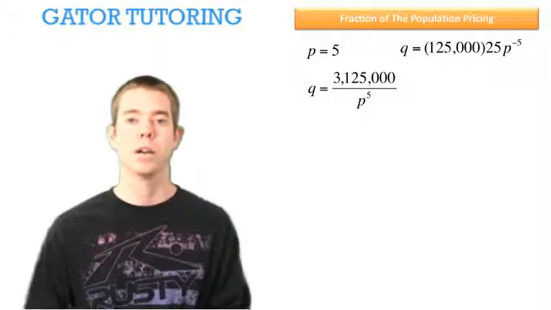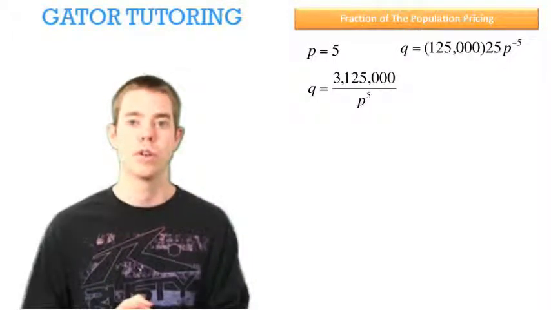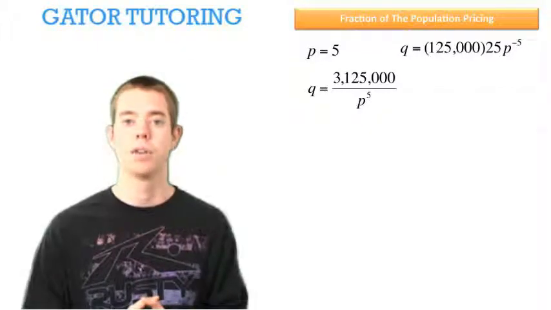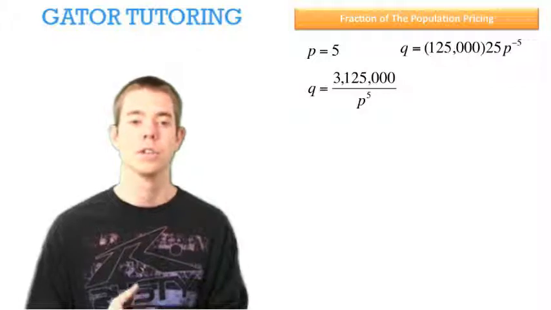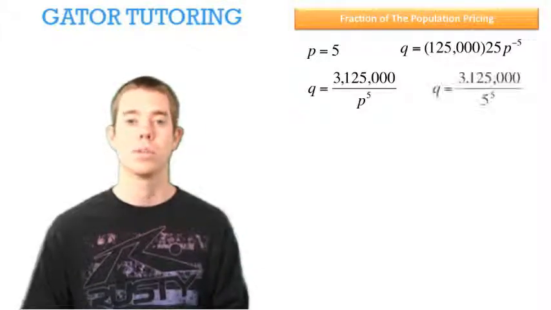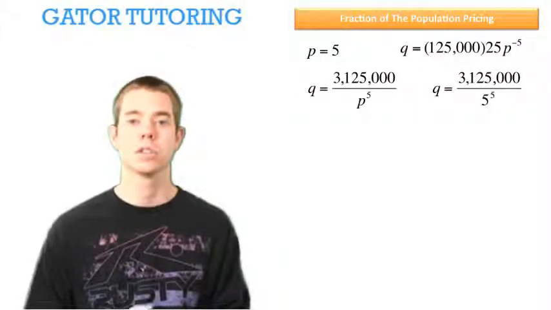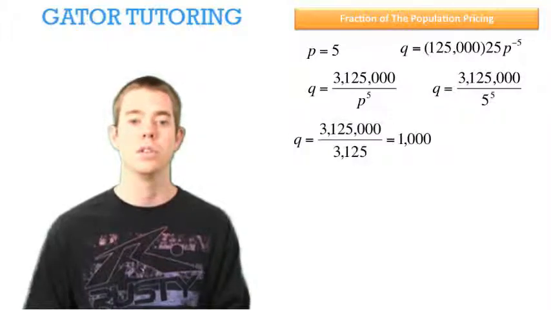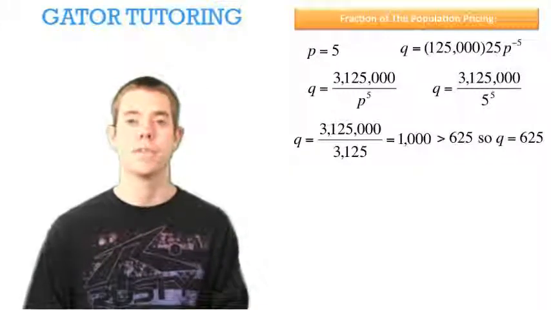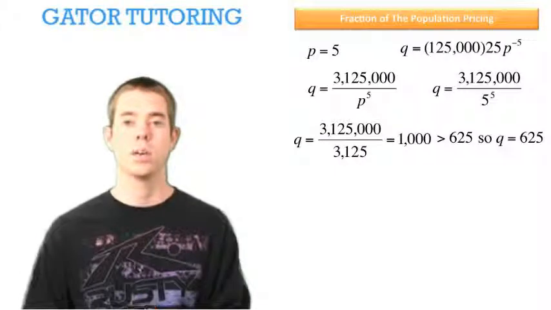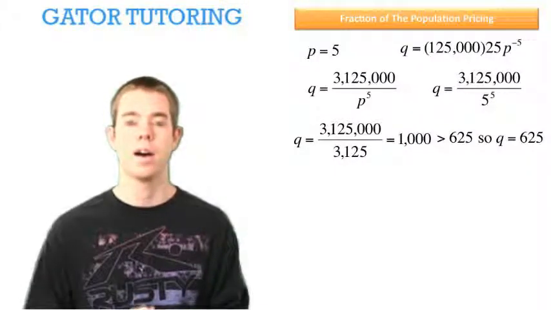We can rewrite a negative exponent in the numerator as a positive exponent in the denominator, and we go ahead and multiply 5 by 125,000 to get this equation. Now we can plug in price of $5 and solve for quantity. We do this and we see that our quantity is 1,000 people, 1,000 seats, which is greater than the 625 seats in our building. So we know that the quantity that we're going to sell is 625.